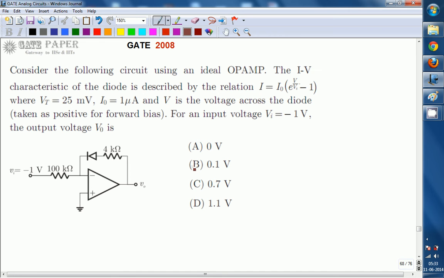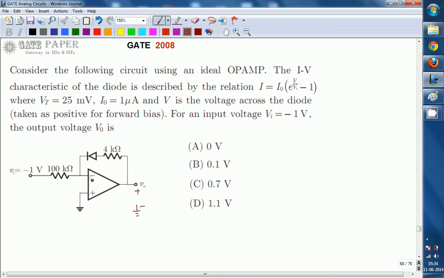V naught we are going to calculate whenever Vi is equal to minus 1 volt. V naught is nothing but the voltage at the output node with respect to ground. Because it is an ideal op amp, which supports virtual short, the voltages at both terminals are going to be exactly the same. Virtual short implies the voltage at the non-inverting terminal and at the inverting terminal are always equal.